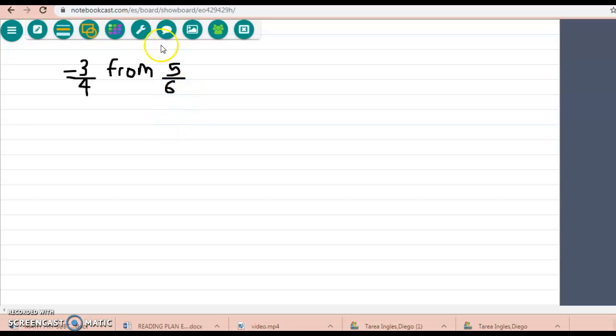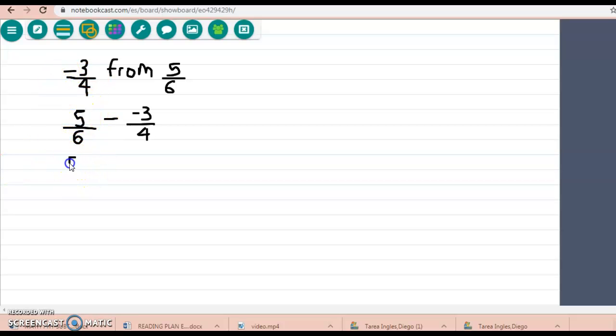The first thing that we have to do is organize the problem. So we're going to move this fraction over here: 5 over 6 minus -3 over -4. Okay? So as I told you previously, we're not going to change the first fraction.